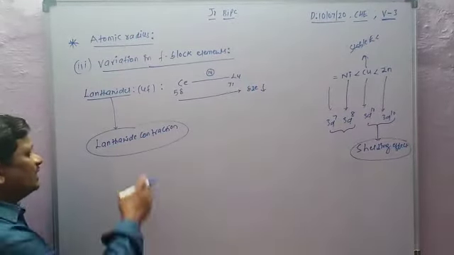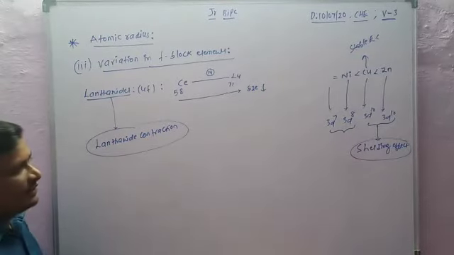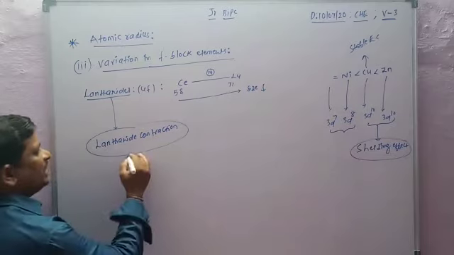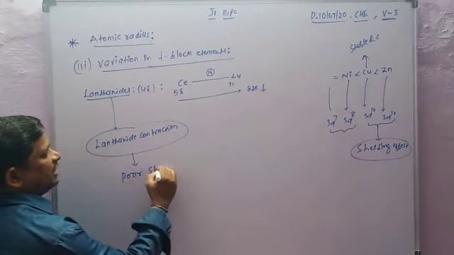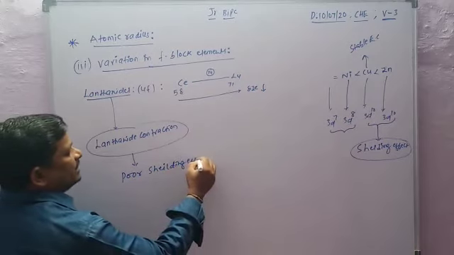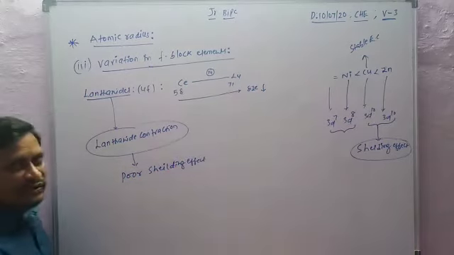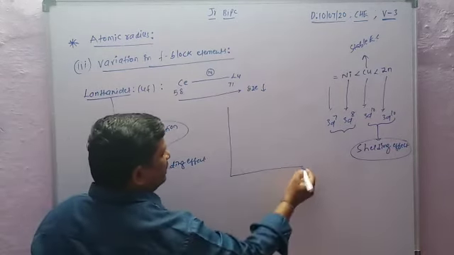Due to the lanthanide contraction, there is a poor screening effect, or poor shielding effect, present in lanthanides. So now it is represented graphically.